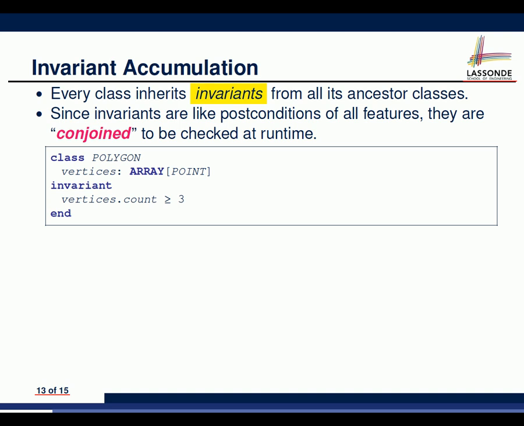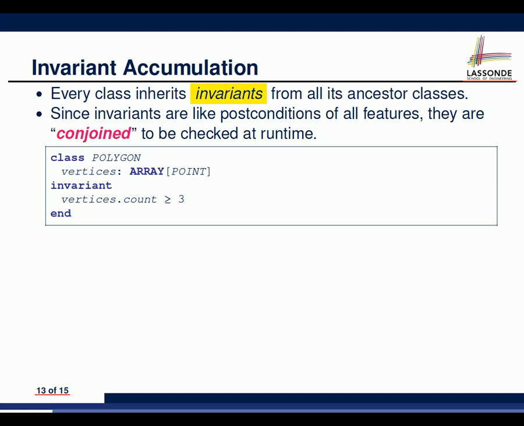Let's say we have a class called polygon, okay? And the polygon simply has vertices, let's say an array of points. Here we say that for a shape to be a polygon, the vertices count should be larger than or equal to 3, because if it's simply 2, it's just a line, it's not a polygon. Okay, with this invariant here, now how would I specify an invariance to say it's a rectangle?